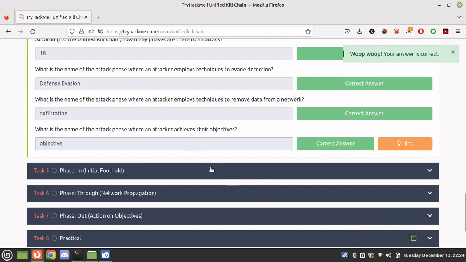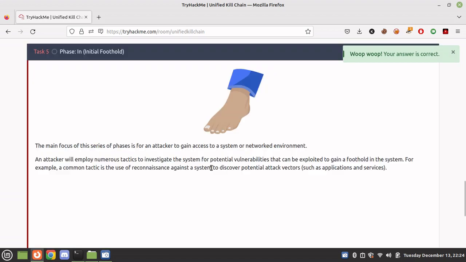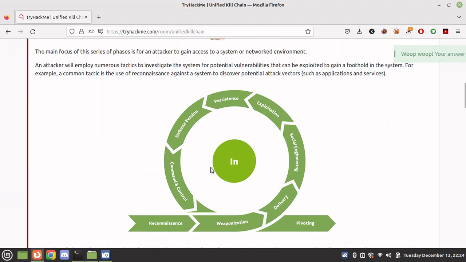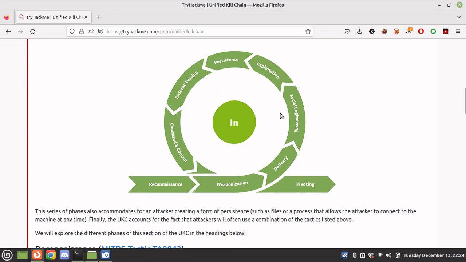And there we go. First we have the phase initial foothold. A main focus of this series of phases is for an attacker to gain access to a system or networked environment. An attacker will employ numerous tactics to investigate the system for potential vulnerabilities that can be exploited to gain a foothold in the system. For example, a common tactic is the use of reconnaissance against the system to provide potential attack vectors such as applications and services.